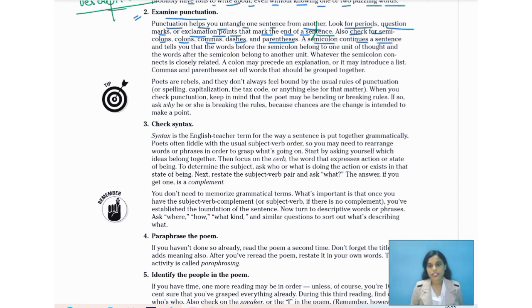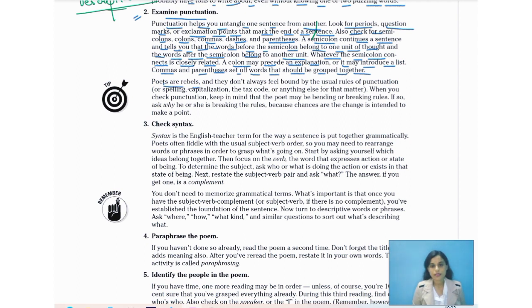A semicolon continues a sentence and tells you that the words before the semicolon belong to one unit of thought and the words after the semicolon belong to another unit. Whatever the semicolon connects is closely related. A colon may precede an explanation or it may introduce a list. Commas and parentheses set off words that should be grouped together. So commas and parentheses, all these help you to understand and differentiate what words you can consider together in a sentence.